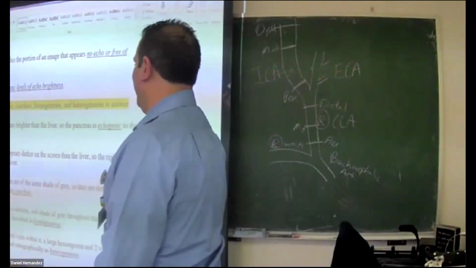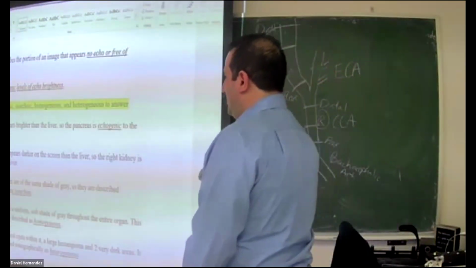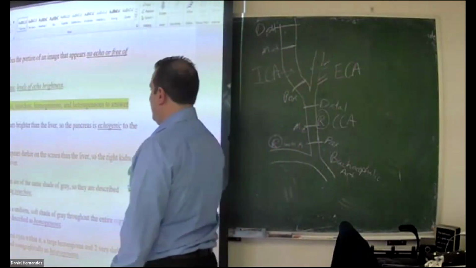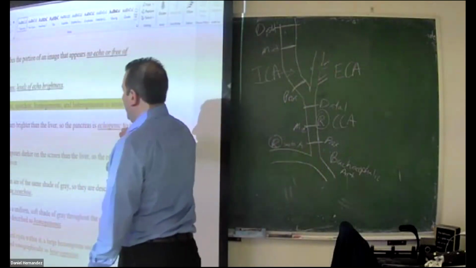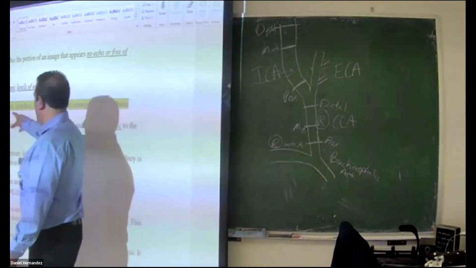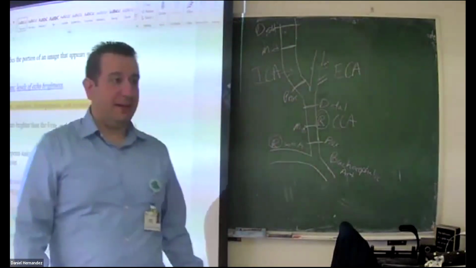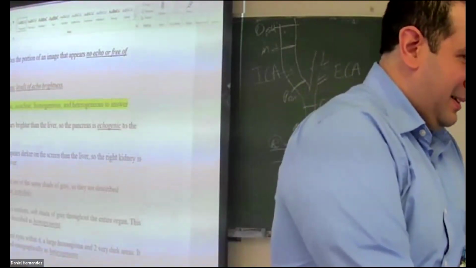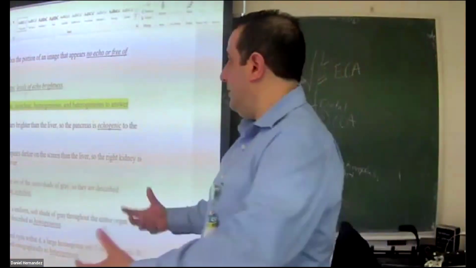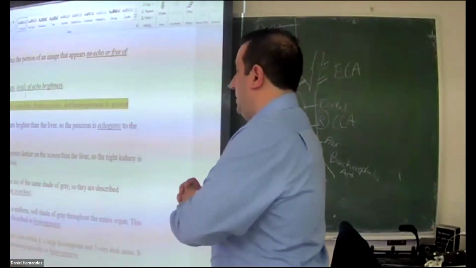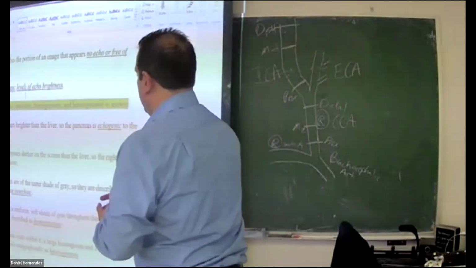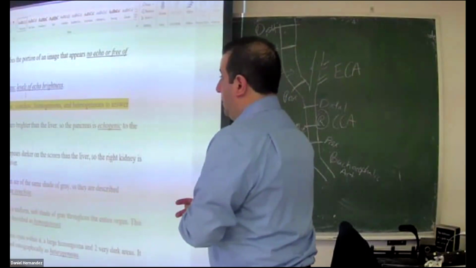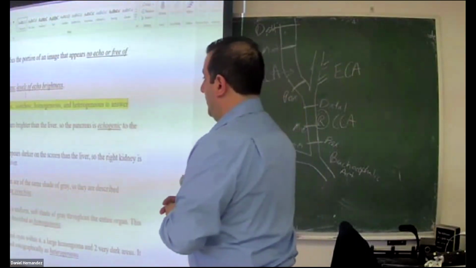So the pancreas appears brighter than the liver. So the pancreas is echogenic to the liver. I would also take hyperechoic. I didn't give that as one of your choices, but you can also use the term hyperechoic. I should include that in there, to be honest. When something appears brighter, we refer to it as being more echogenic. You can also sometimes use the word hyperechoic, meaning it's a little bit brighter as well.